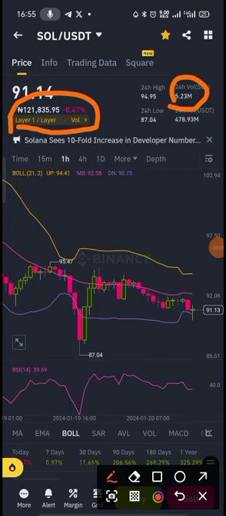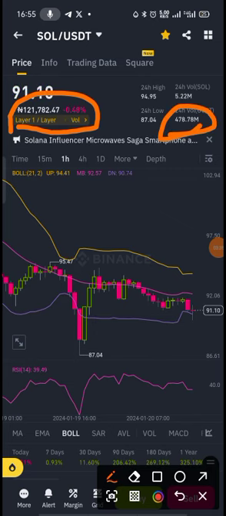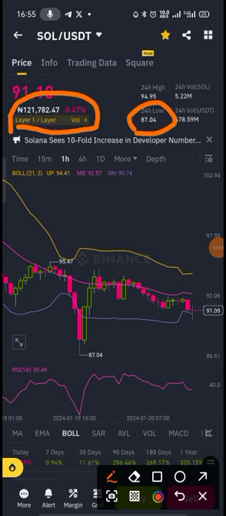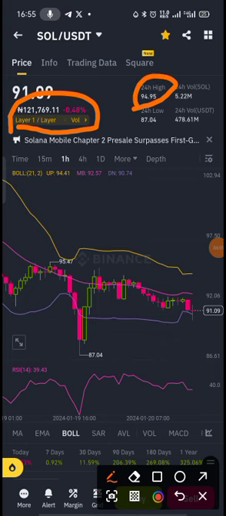So in 24 hours, $5.3 million of that coin has been traded. You also see the 24 hours volume of the coin, 478 million USDT has been traded in 24 hours, while 5.2 million Solana has been traded in 24 hours. In 24 hours, the lowest it has gone is $87, and the highest it has gone is $94.95. And that's that for that.